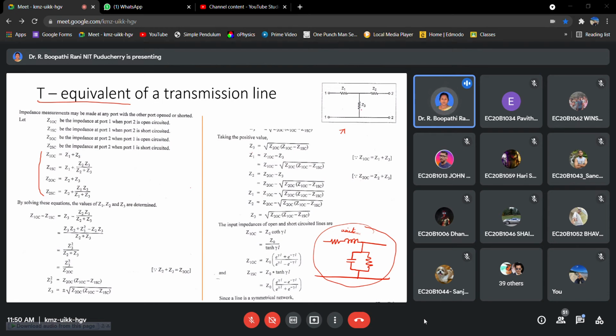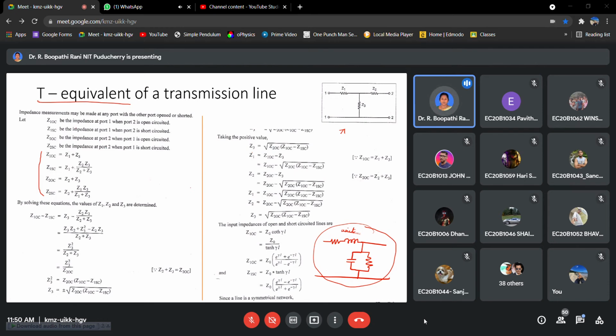Now we consider the T equivalent of a circuit. Z1, Z2 are present in the series arm, Z3 is in the shunt arm, and it resembles the letter T, so T equivalent. For a transmission line, we are going to find the values for Z1, Z2, Z3. And we are considering the line as symmetrical. That part we will take while discussing.